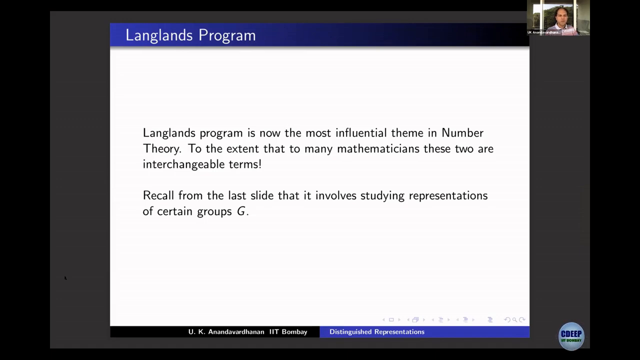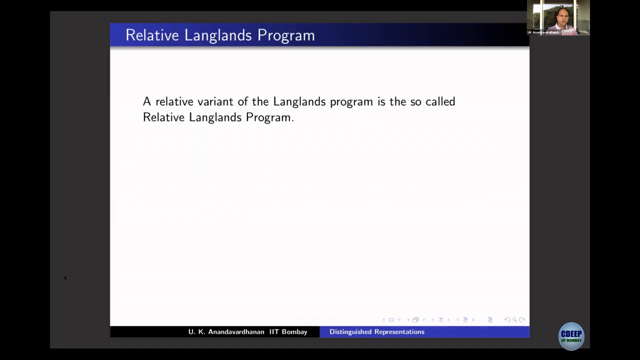I'm just recalling this once again in order to introduce what is called the relative Langlands program, which is a relative variant of the Langlands program. Of course, it's called the relative Langlands program. And this is broadly my area. A narrow part of this vast area is what I do. I don't know much about the whole area, but what I do belongs to this. That is a correct statement.